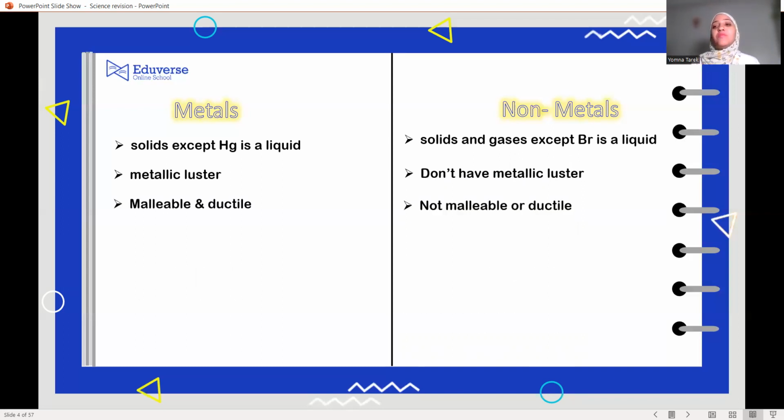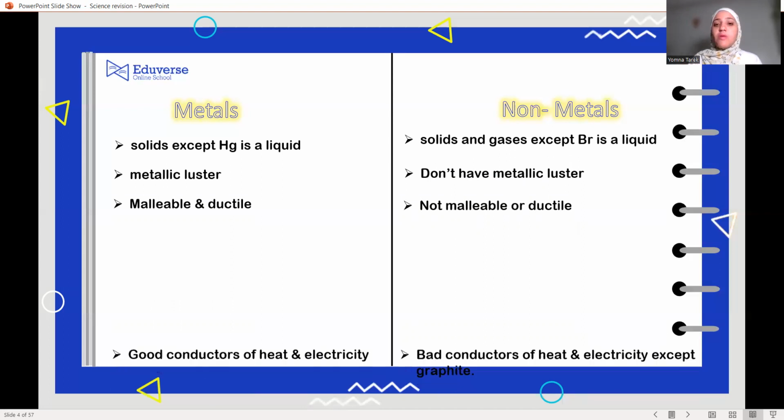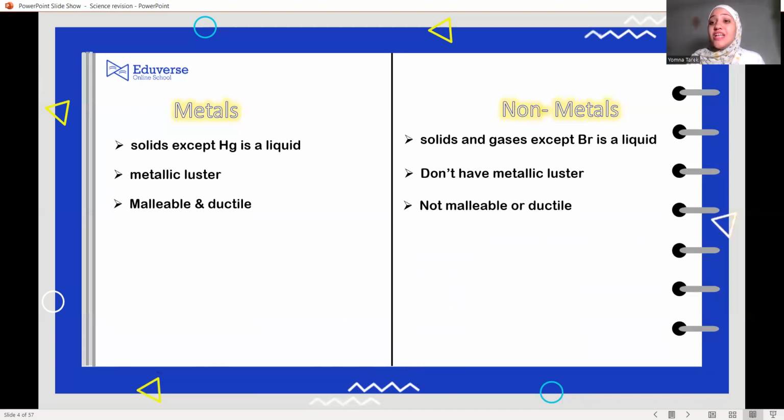Metals are malleable. What is the meaning of malleable? Like you can make shapes with them. You can use them to make pots, to make cans, and so on. What about non-metals? No, non-metals are not malleable. For example, can you make shapes with sulfur? No. So it's not malleable.